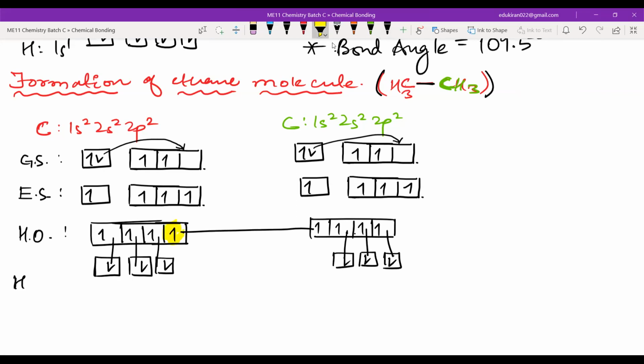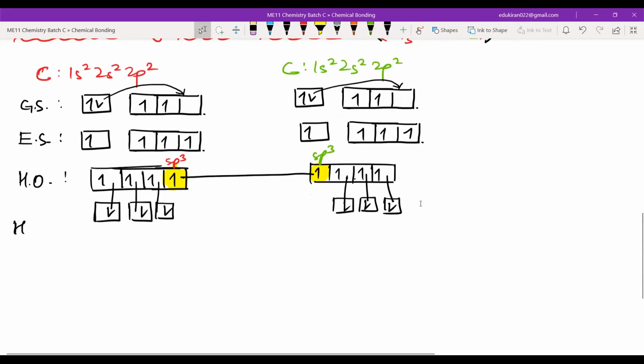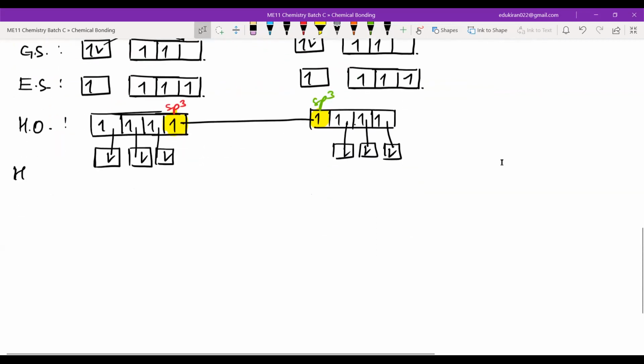One of the sp3 of red carbon and one of the sp3 of green carbon are overlapping. This is the sp3 of the red one, and this is the sp3 of the green one. Did all of you get this? Yes or no? Okay, fine.